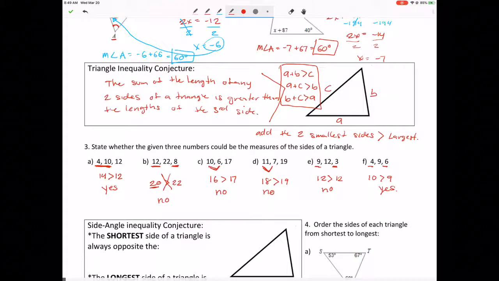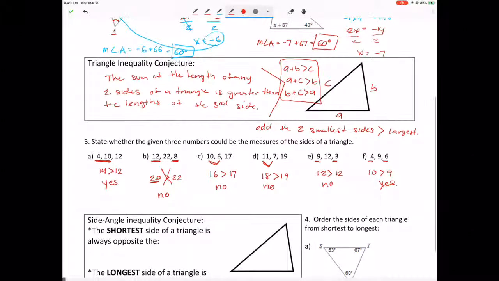Okay, so there we go. That is the triangle inequality conjecture. So this is what I would focus on. The two smallest sides, add those together. That should always be greater than the largest side.